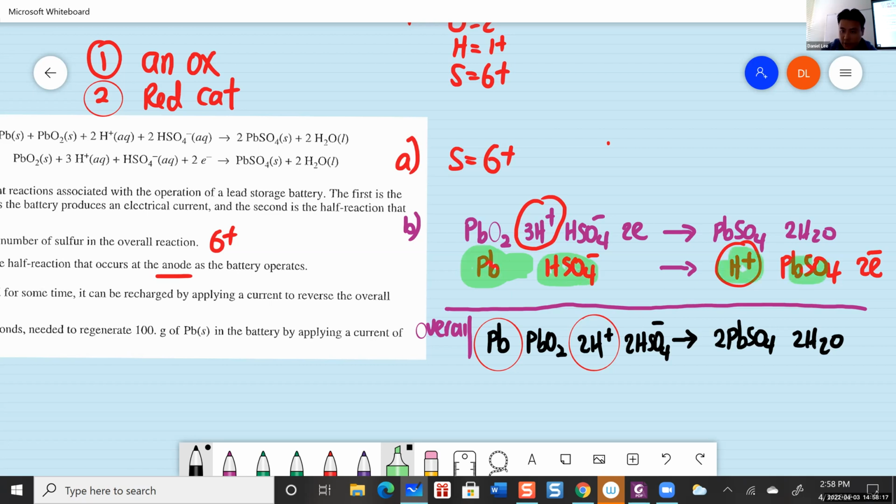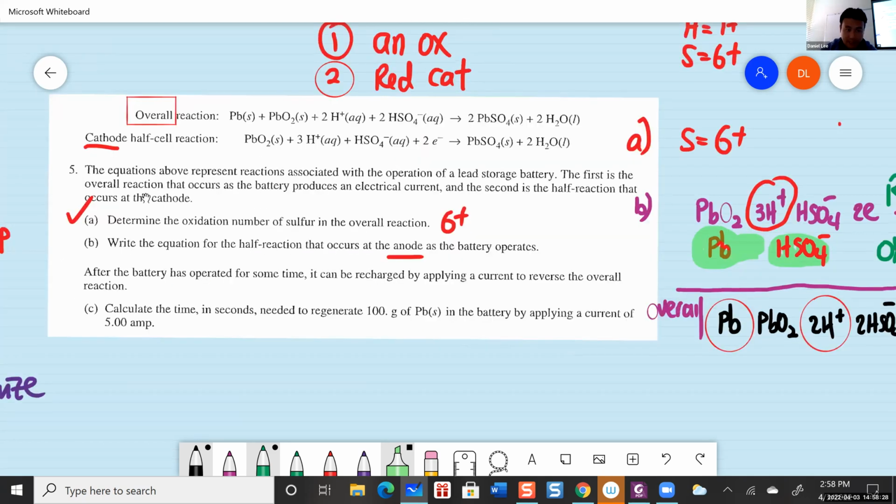This is the oxidation because this is the anode, okay? This is the oxidation. This is a reduction. Reduction is cathode, oxidation is anode. That's your answer. So you only get 1 point for this one, okay? So 1 point for part A, 1 point for part B. Last one, it is stoichiometry. Has nothing to do with anything else.